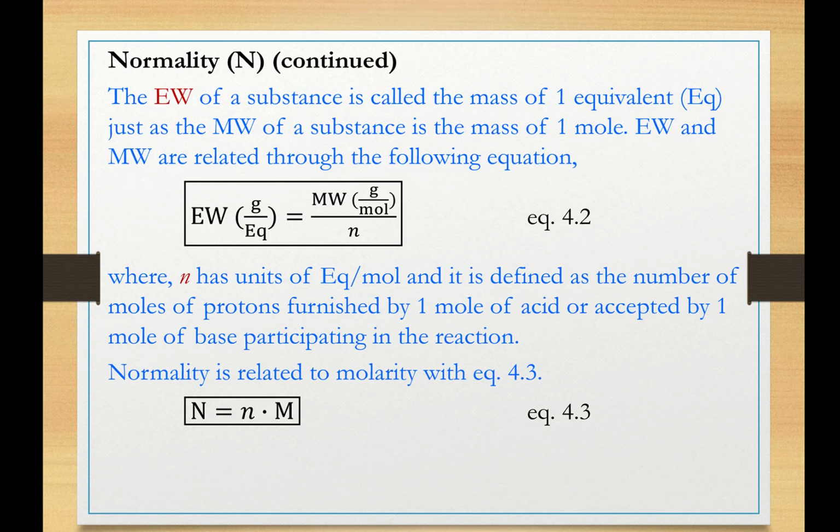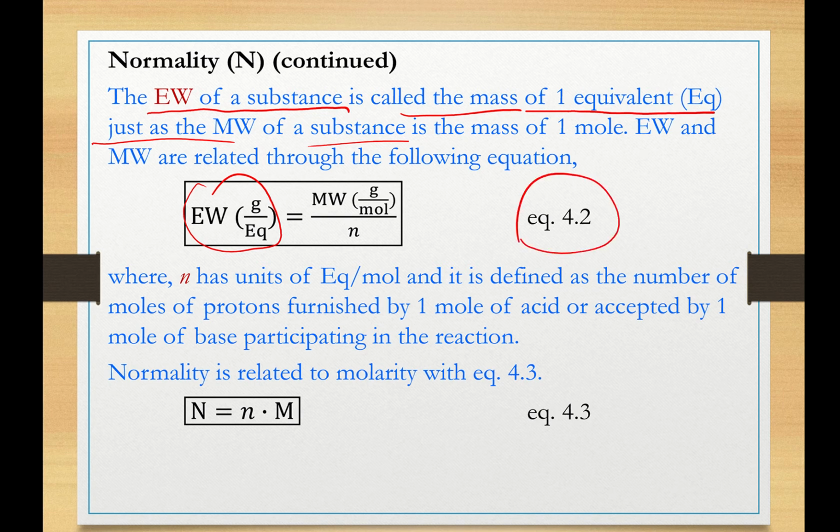Now, the equivalent weight of a substance, this is equally important, please pay attention, is the mass of one equivalent, just as the molecular weight of a substance is the mass of 1 mole. So this is the definition of equivalent weight, gram per equivalent. The relationship between the equivalent weight and the molecular weight is expressed with equation 4.2. Equivalent weight is equal to molecular weight over N, and N here is basically the equivalents per mole.